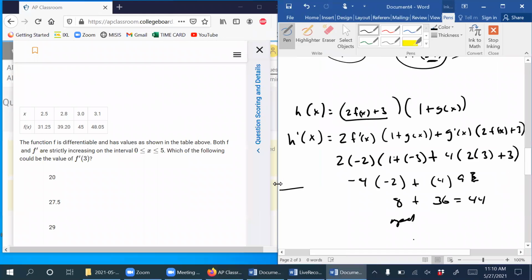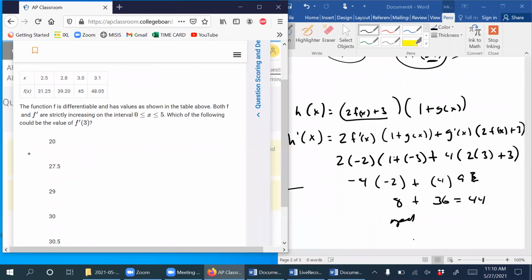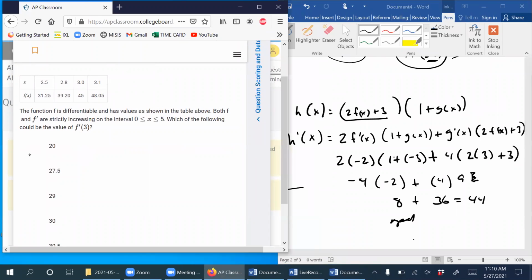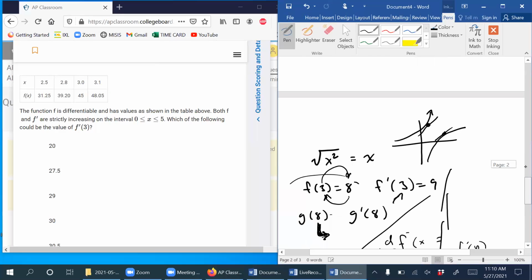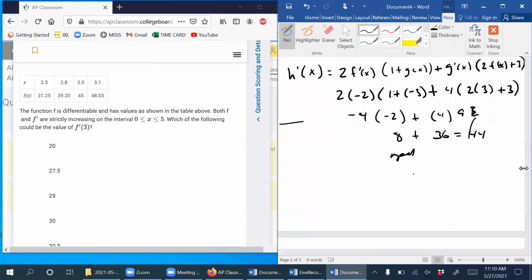Okay, this problem here, let's go ahead. The function f is differentiable and has values shown in the table above. Both f and f prime are strictly increasing on the interval between 0 and 5. Which of the following could be the value of f prime at 3? So f prime is the derivative. There's a couple of different possibilities here, but let's take a look. So f prime at 3, we're given a bunch of table values. So here's 3. What could the derivative be?